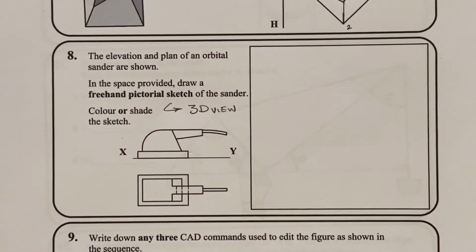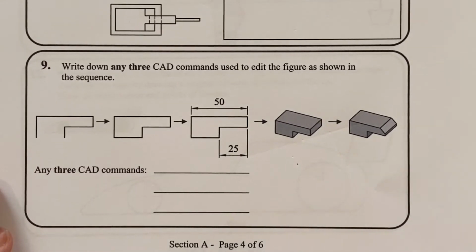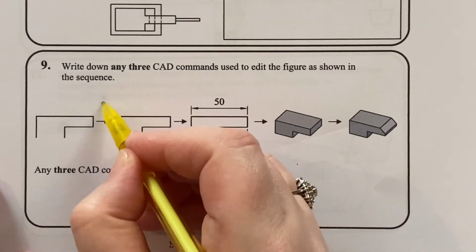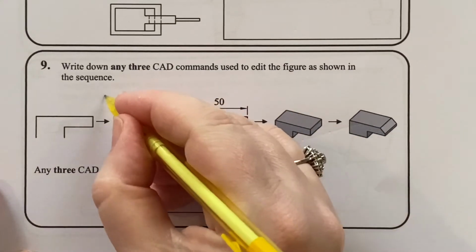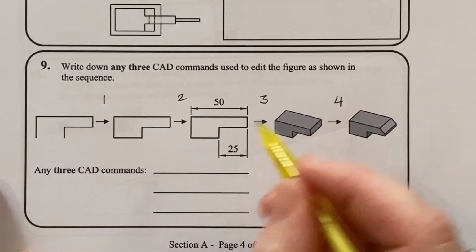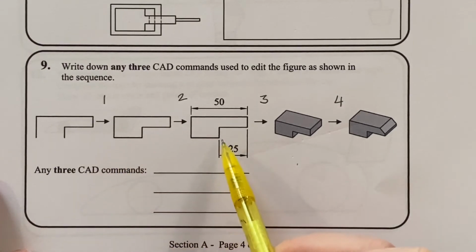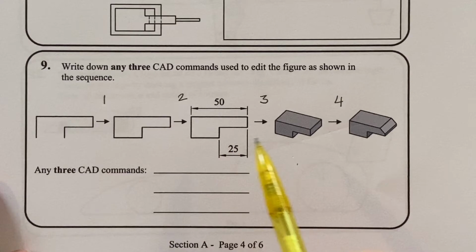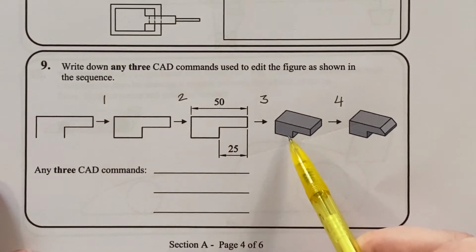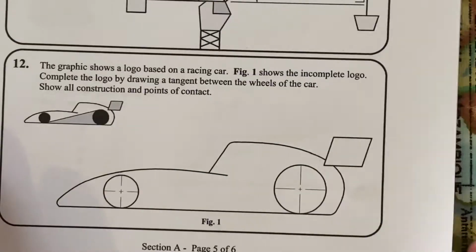Okay. Question 9, CAD commands. We've done them before many a time. Let me have a look and see what's happening. So if I say that's point number 1, number 2, number 3, and number 4, what's happening at number 1? Line command is used. What's happening at number 2? Smart dimension command is used, or dimension. 3, extrude boss or base, and 4 would be chamfer. Okay, moving on.